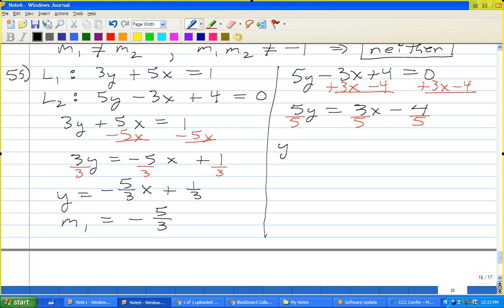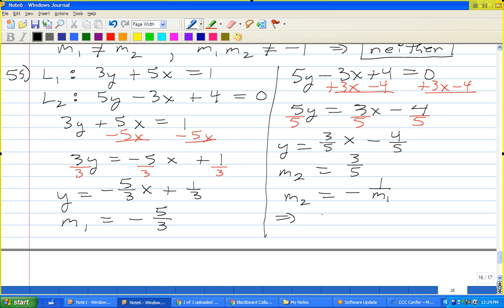So y is equal to 3/5 x minus 4/5. So that says that the slope of the second line is 3/5. Well, they're not equal, but let's look at their product. Or actually, let's do it the other way around. Notice that negative 5/3 is the negative reciprocal of 3/5. So notice I've switched the sign and I've interchanged numerator and denominator. So therefore, m2 is equal to the negative reciprocal of m1.